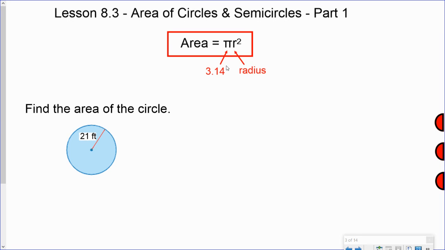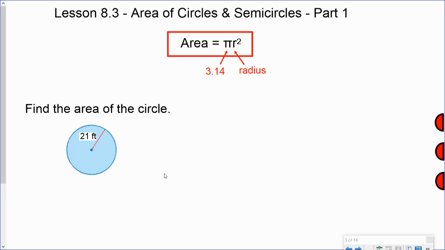The value of pi that we'll be using is 3.14, and remember the radius is the distance from the center of the circle out to the circle, so it's just halfway across the circle. Our first sample problem, you can draw this circle. If you look, it's giving us a radius of 21 feet.